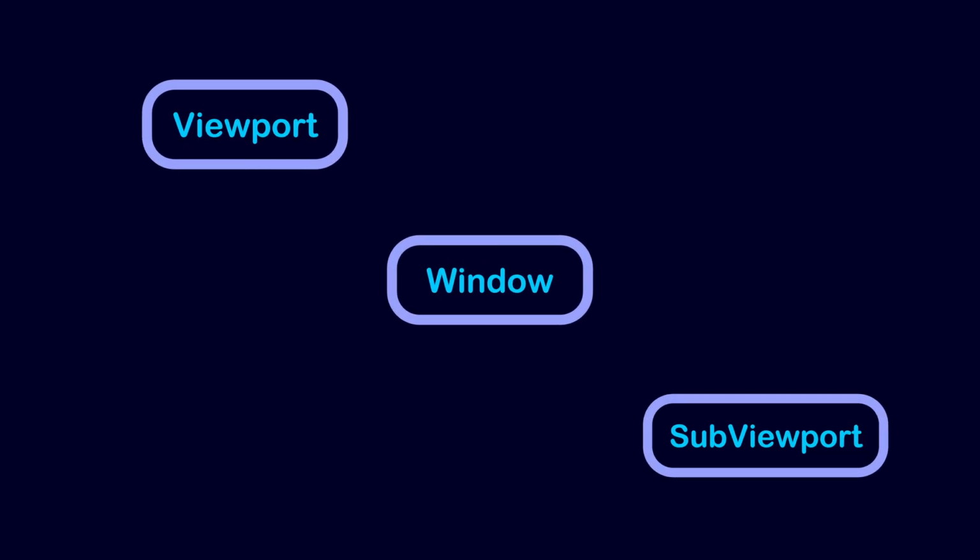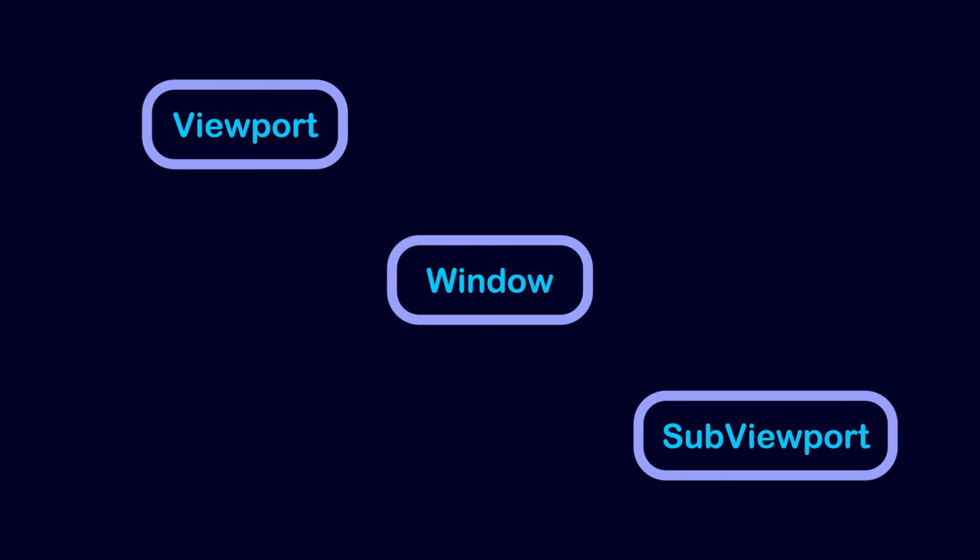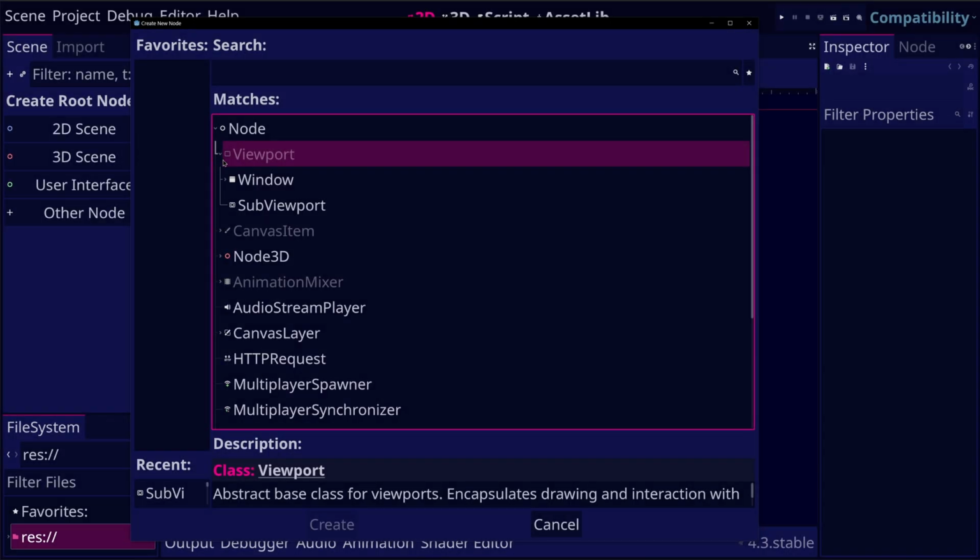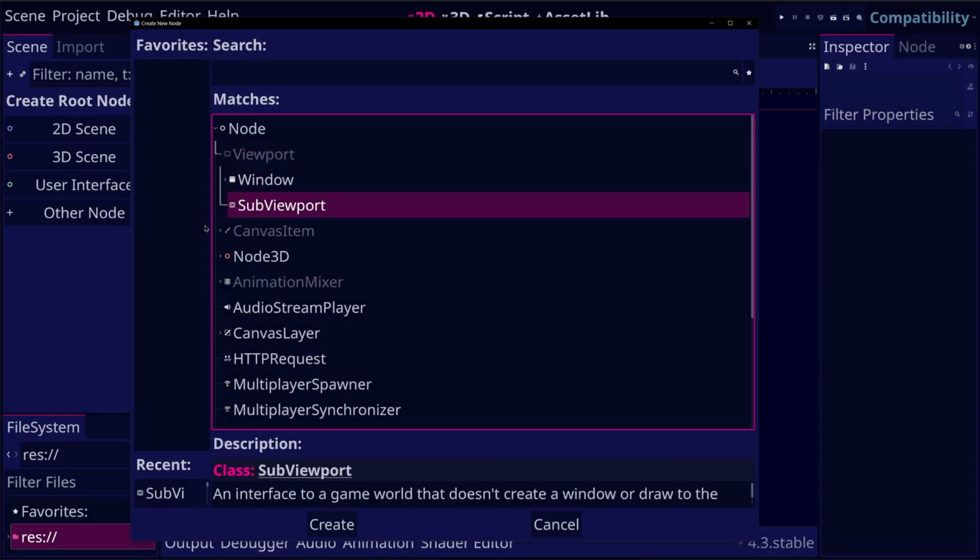Godot provides viewport, window, and subviewport classes to display the content of a game. In this video, we are going to cover these three classes. The viewport class is the parent class that is inherited by the window and subviewport classes.